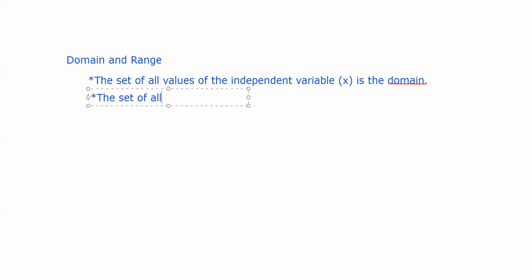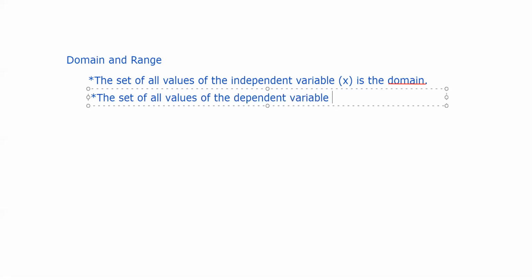And of course, the set of all values of the dependent variable, the one that is sensitive to the independent variable, which we usually use y to represent, is called the range. Simple enough when we just write out a set of ordered pairs. The domain is just the set of all the x values. The range is just the set of all the y values. So that's not so bad.